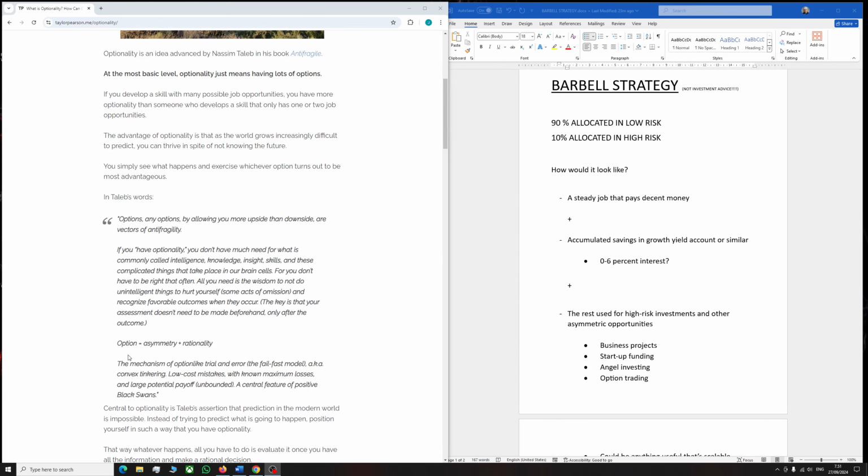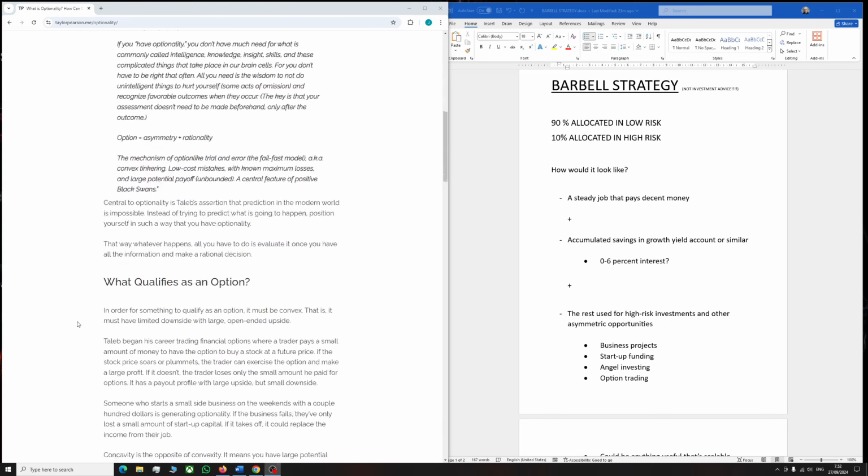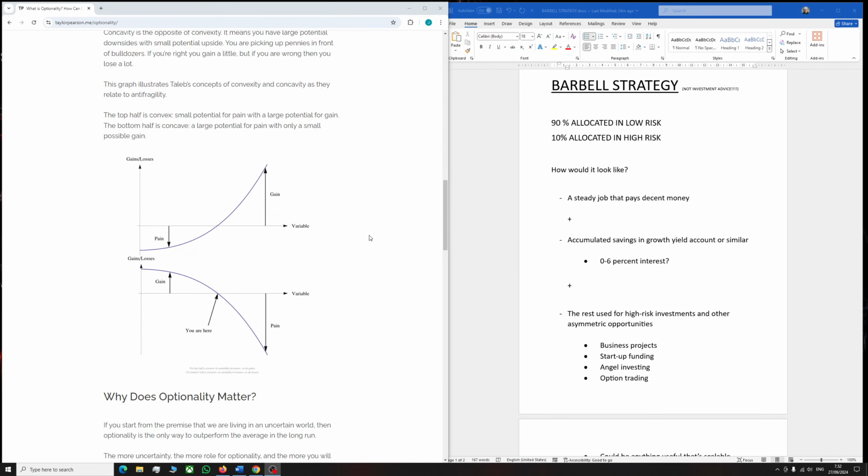So options are mechanisms of option-like trial and error, aka convex tinkering, and option-like trial and error includes low-cost mistakes with known maximum losses and large potential payoff that's unbounded. And I have a graph here that shows you the idea of convex tinkering and asymmetric gains. This graph is from Taylor Pearson's website, by the way, in case you're interested.